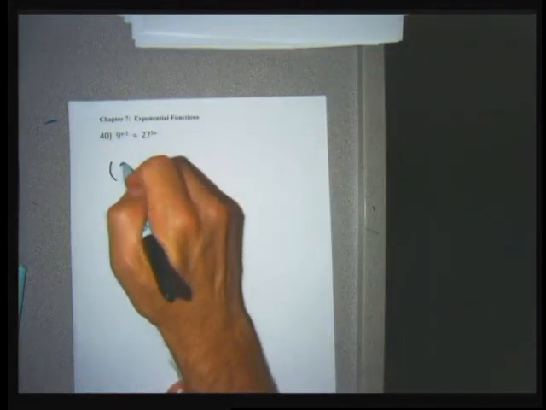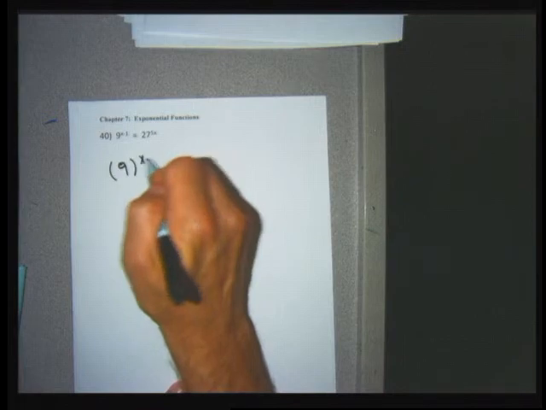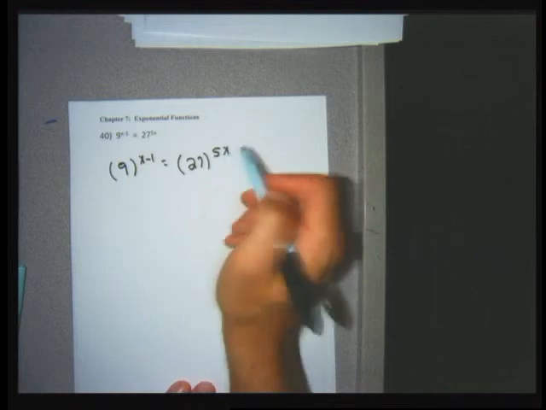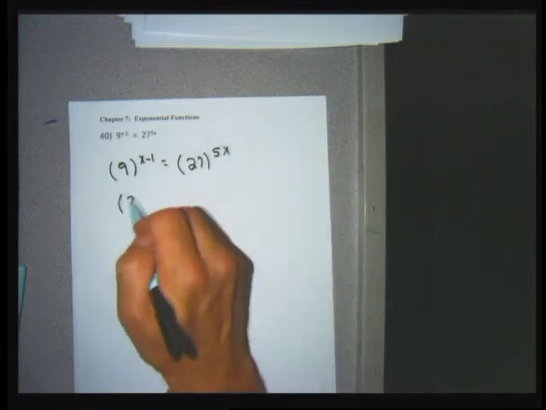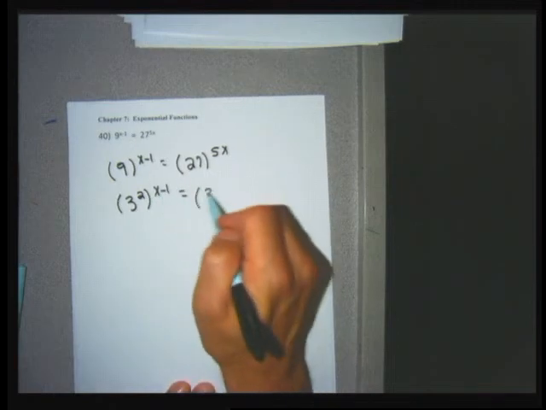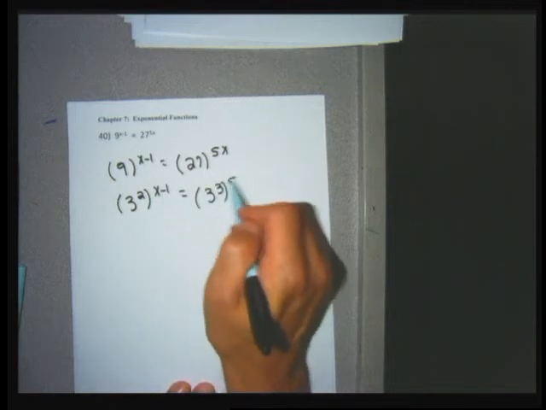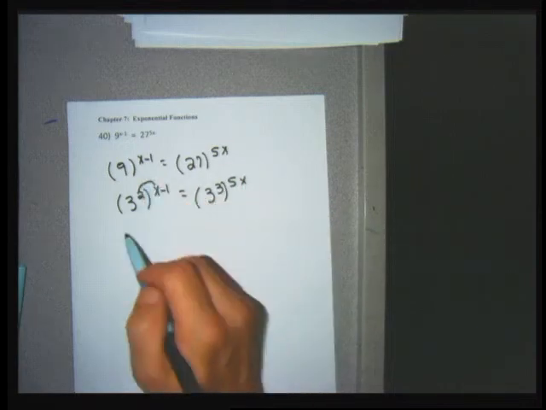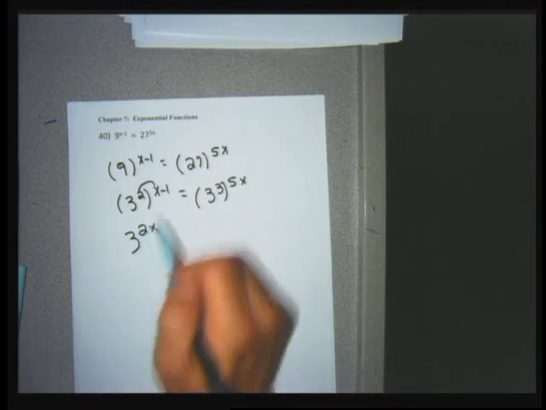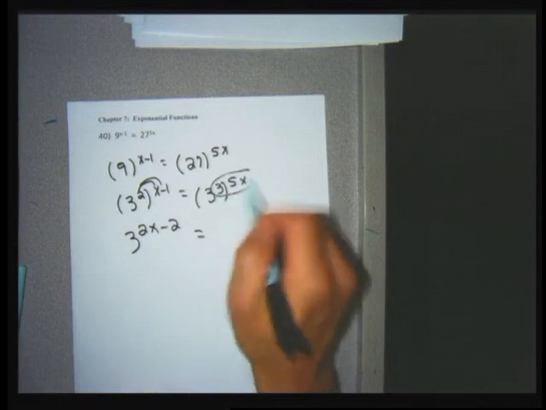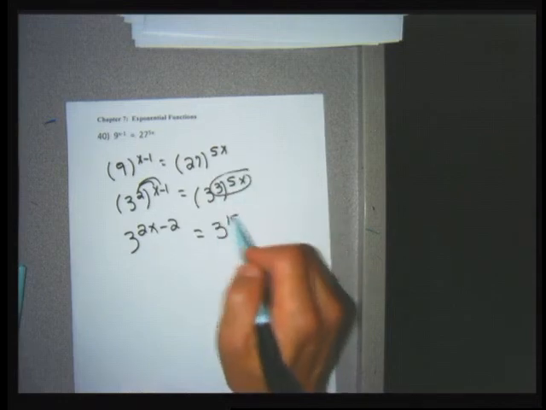Both numbers in 40 need to go in parentheses because neither is prime. Nine is 3 squared. 27 is 3 cubed. I'm going to multiply the exponents to clear the parentheses. On the left side, I go 2 times x, which is 2x, and 2 times minus 1, which is minus 2. And on the right side, I multiply 3 and 5x and get 15x.